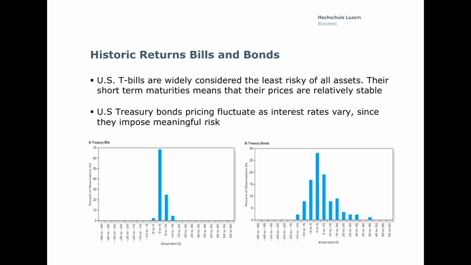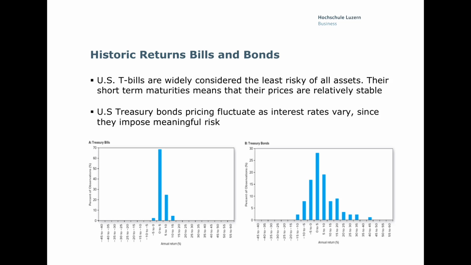Historic returns on bills and bonds. We can now apply the analytical tools worked out in previous sessions to look at historic performance between 1926 and 2015, comparing Treasury bills and Treasury bonds in the two graphs below. We would assume that T-bills are widely considered the least risky of all assets. There is essentially no risk that the US government will fail to honor its commitments to these investors, and their short maturities mean that their prices are relatively stable.